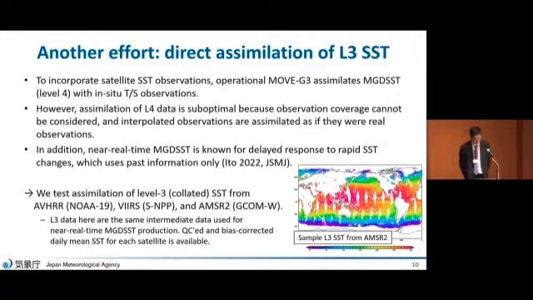So instead, we test assimilation of level 3 SST from these 3 sensors on 3 satellites. The level 3 data here are the same intermediate data used for MGD-SST production. Fortunately, they are quality controlled and bias corrected, and they are summarized as daily mean SST for each satellite, like shown on the lower right.